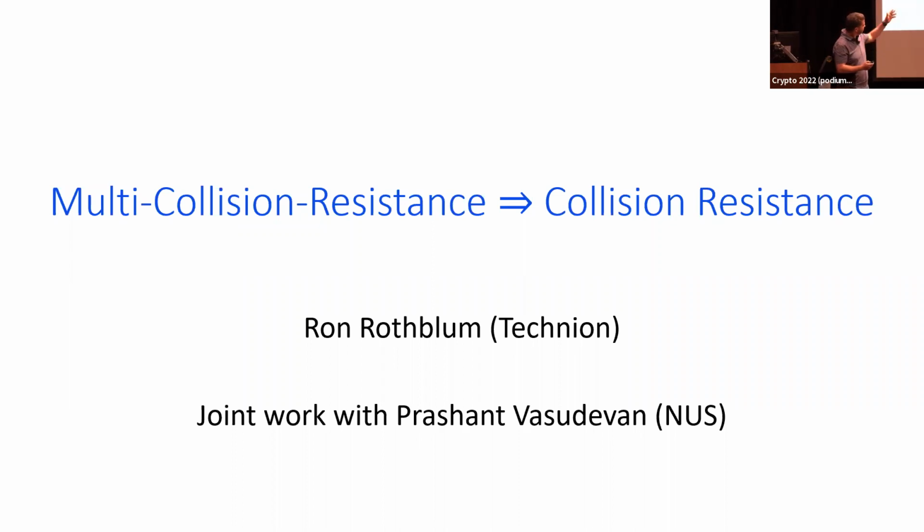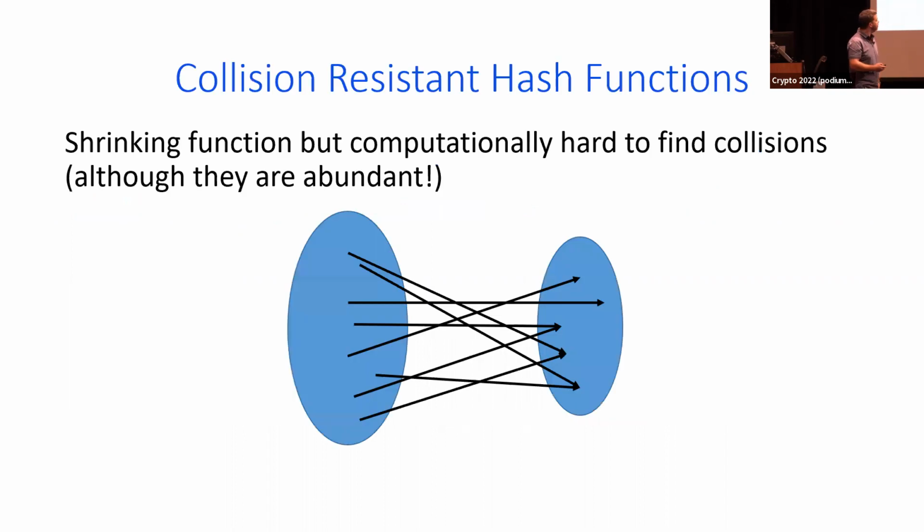So the first one is that of collision resistance, which is a property that I assume all of you are familiar with, a very central notion in cryptography. And the other one is called multi-collision resistance, which I think many of you are familiar with or can otherwise guess, but let's start off by defining these notions. Collision resistant hashing is ubiquitous in cryptography. These are hash functions that are compressing or shrinking, which means that they have a lot of collisions. But nevertheless, we conjecture that it is computationally hard to find collisions in these hash functions. And these are extremely prevalent both in the theory and practice of cryptography.